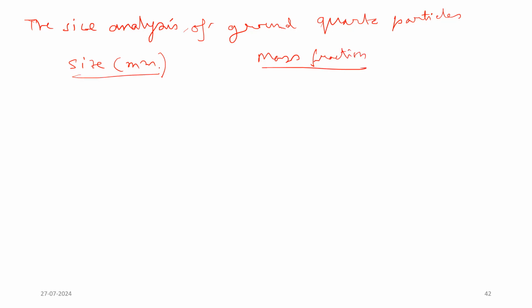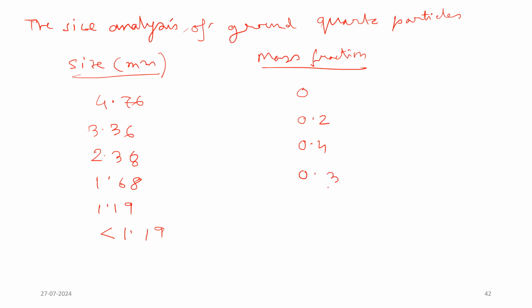Okay. This is the size of the screen. So a stack of different sizes of screens are there. The first size is 4.76, then 3.36, then 2.38, 1.68, 1.19, and lastly less than 1.19, which is not mentioned. And here the mass fraction is 0, here 0.2, here it is 0.4, 0.3, 0.08 and 0.02.